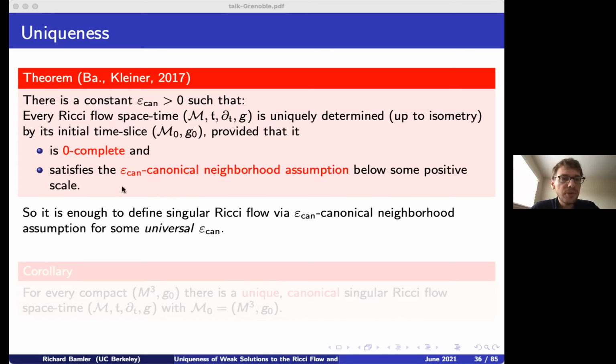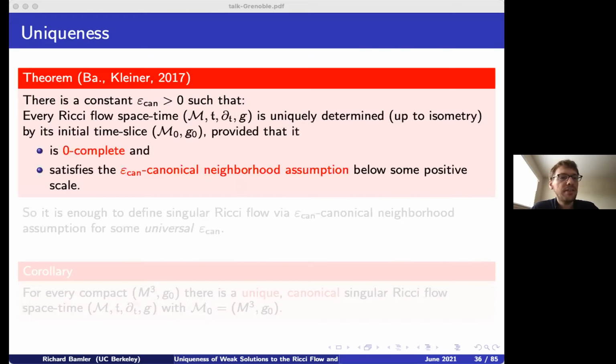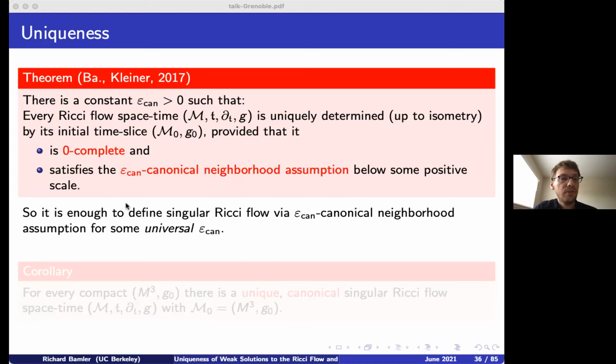Okay? So recall in the definition of a singular Ricci flow, we said that we satisfy the epsilon canonical neighborhood assumption for any epsilon below some scale. But we already have uniqueness if this is true for some small epsilon can. Okay? And so therefore, the flow would already be uniquely determined. And since there is a flow that satisfies the epsilon canonical neighborhood assumption for every epsilon, this would give us that we can reduce our definition to this epsilon can.